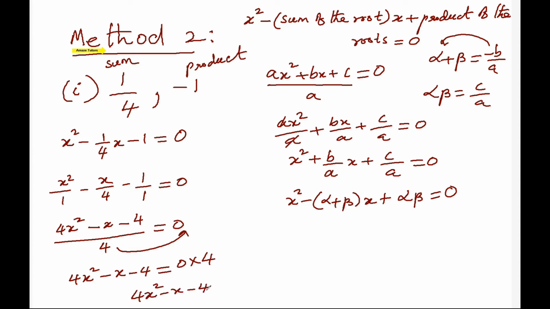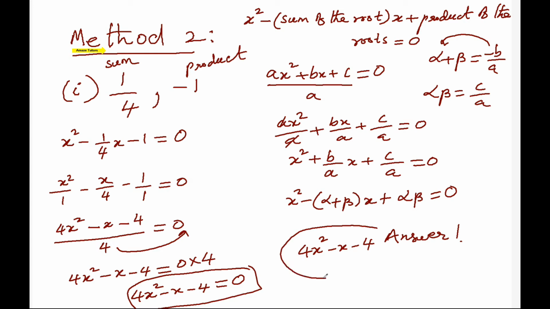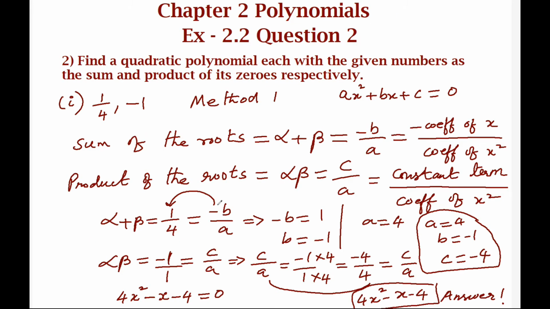So we got the same answer with method 2 also. So this is the quadratic equation. As it is asked for quadratic polynomial, you can just write the left hand side alone. So this is the answer: 4x squared minus x minus 4. So see, we got the same answer in both the methods. Whichever method you find easy, you can follow, doesn't matter.